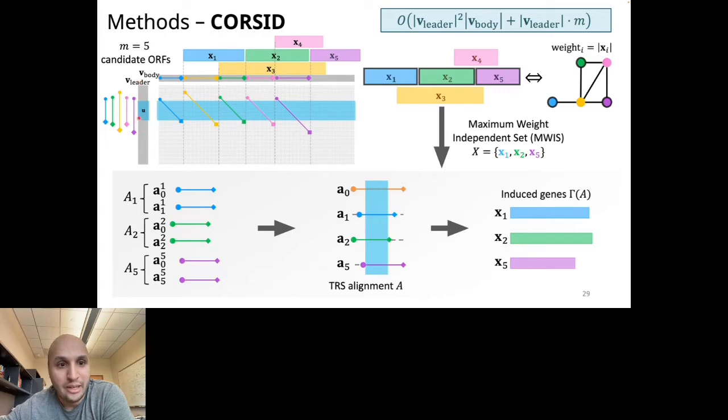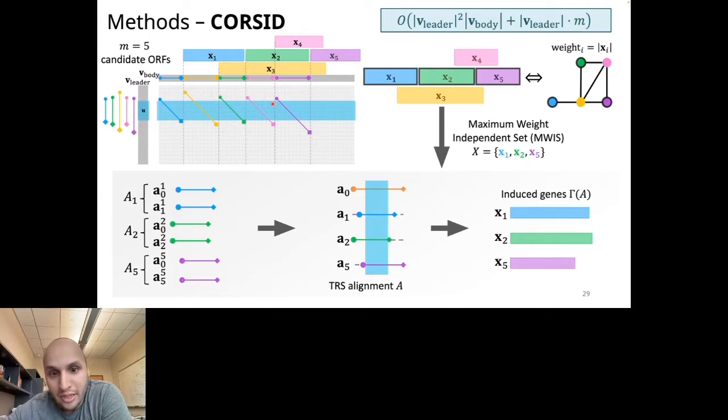Essentially, we're trying to find a TRS alignment for a subset of genes. Because we fix a window of length omega, this window U in V leader, we can solve a bunch of pairwise alignment problems between each candidate ORF and the subsequence that contains U in V leader. That gives us a bunch of alignments, which is what I'm showing you over here. This is a dynamic programming table. You can see there are no gaps, so it's a diagonal line. These are different solutions.